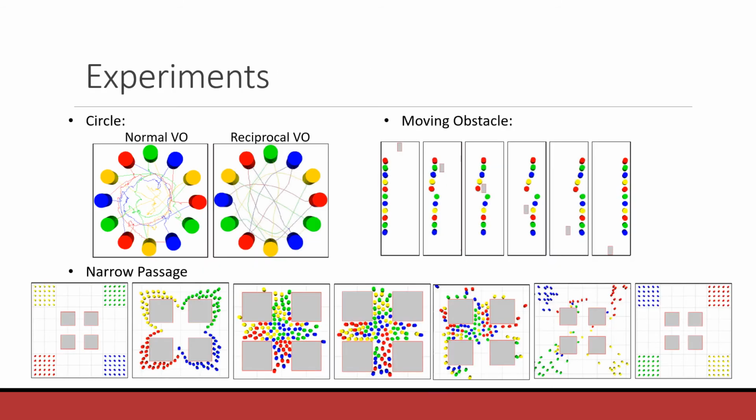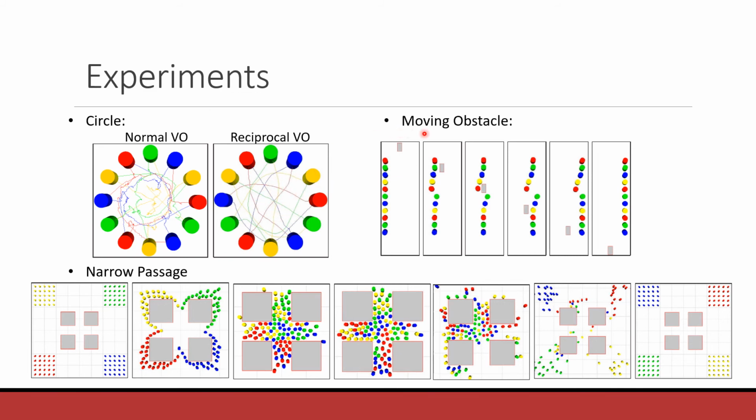They perform various experiments. Initially they place a few robots in a circle and make them go to opposite directions. Here we can observe that in the case of a normal VO, we see these haphazard motions. These are the oscillations we are talking about. But in the case of reciprocal velocity obstacle, the trajectories are smooth.